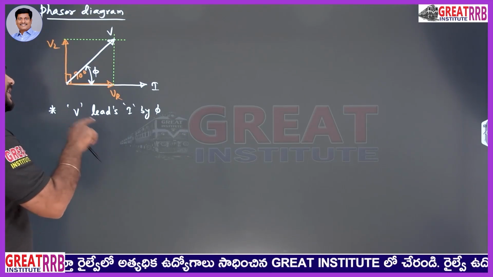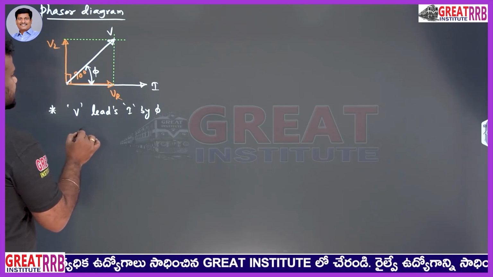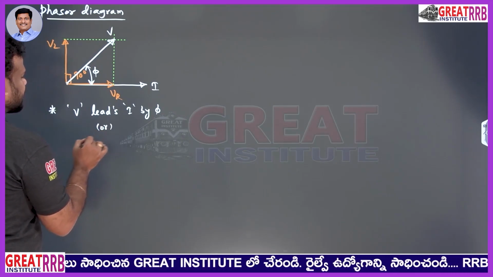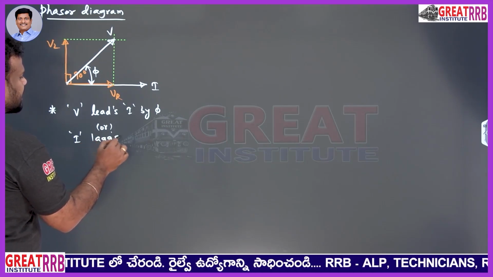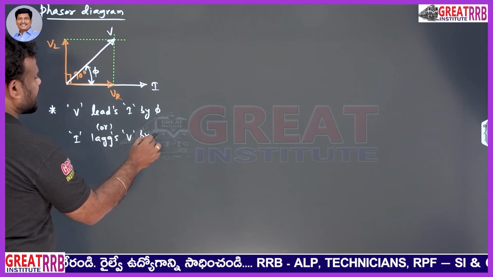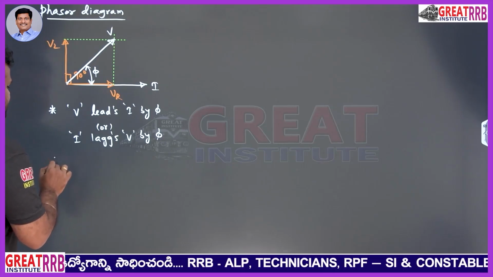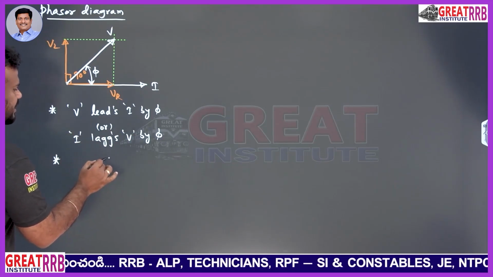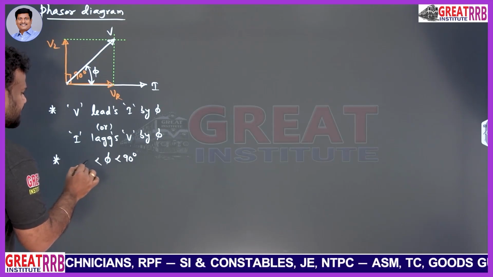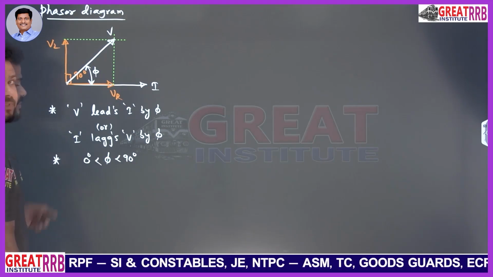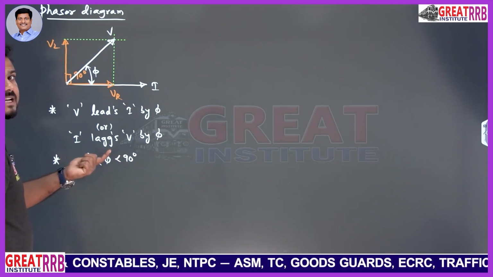But here the angle, if I write in terms of current, I could write like this: current I lags V by an angle phi. That means simply I could say one point. What is that? Phi must be less than 90 degrees and greater than 0, means greater than 0 degrees, less than 90 degrees.